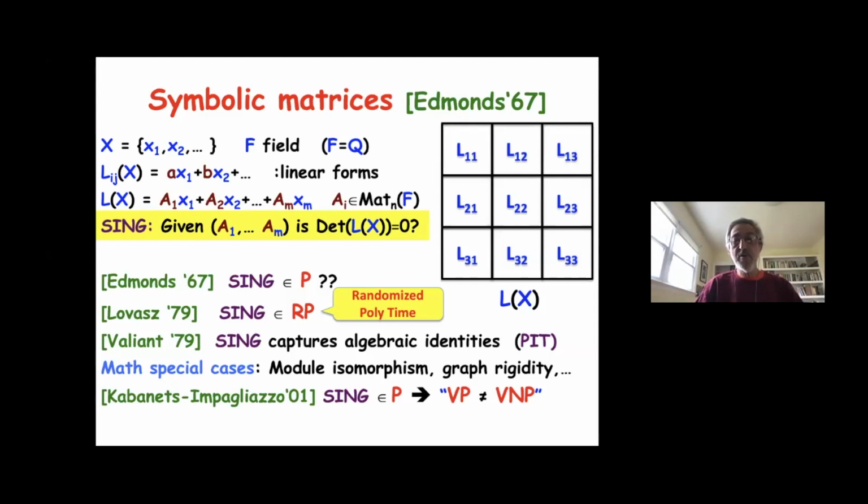Kabanets and Impagliazzo discovered the following theorem. If you have a deterministic polynomial time algorithm for this problem, then you prove a major lower bound. You have essentially separated what's called VP from VNP. These are the algebraic analogs of P and NP.